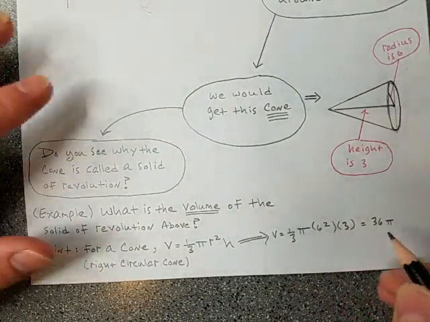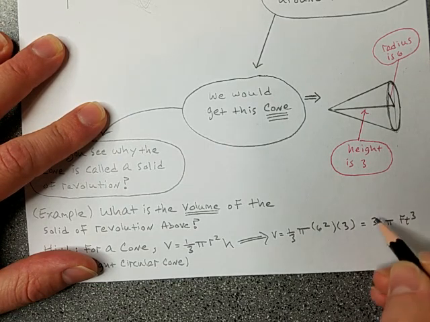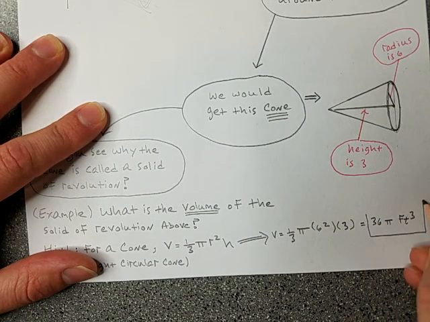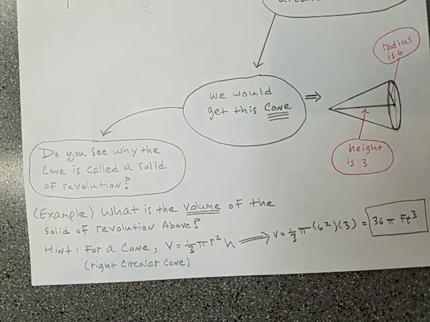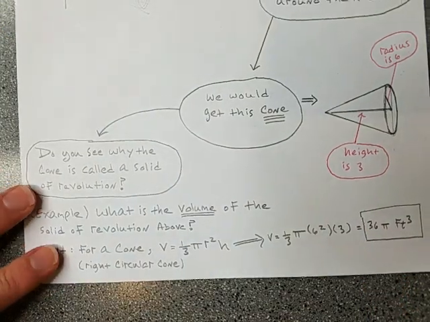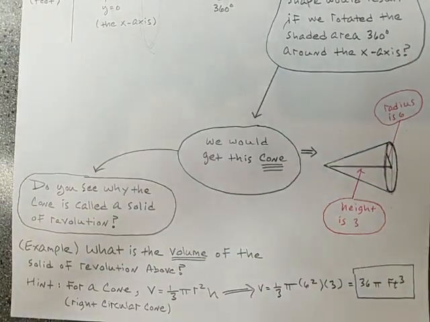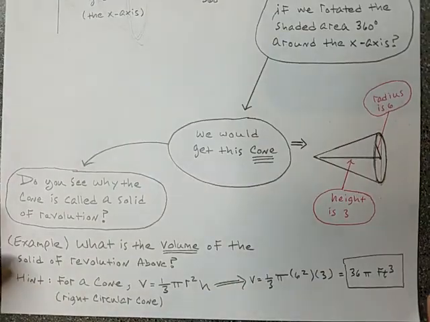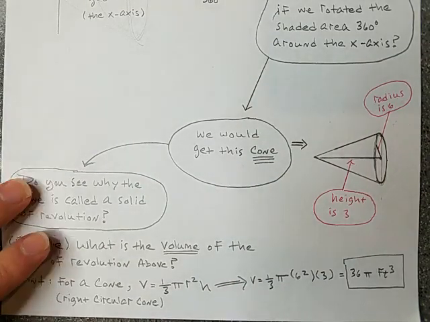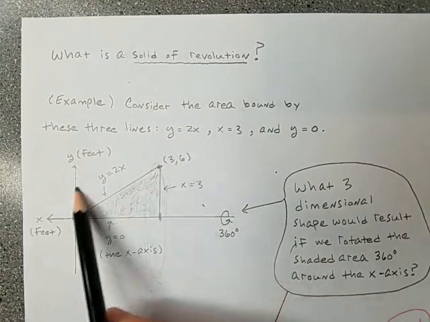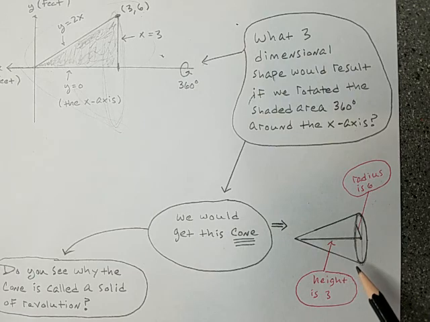It's volume, so it'd be cubic feet, if we're using those units. So I'll say 36 pi feet to the 3rd power, cubic feet being a measure of volume. All right, now at this point, we got the basic idea out of the way. We need to tackle the general problem, where this shape here doesn't necessarily lead to something we have a name for.